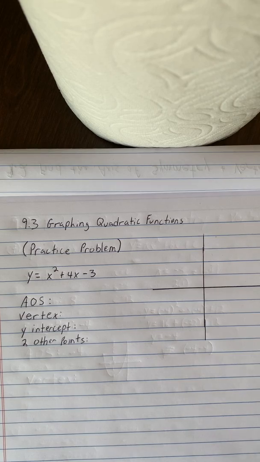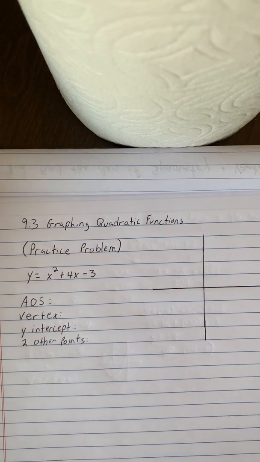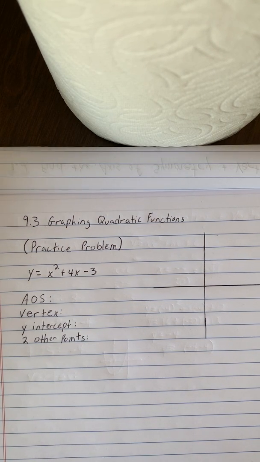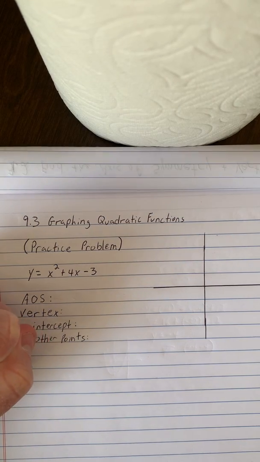We are on 9.3. We're talking graphing quadratic functions. This is a little bit different than 9.2, but it's a lot of the same thing. So we just got a little bit to add on after we find the axis of symmetry and the vertex, which we just did a minute ago. Let's go back to our original.